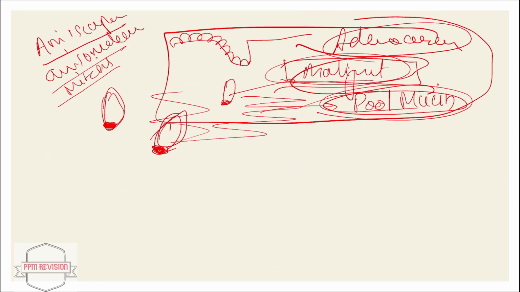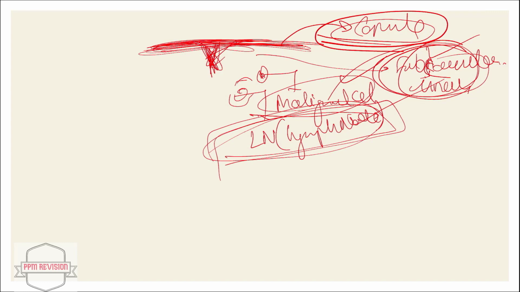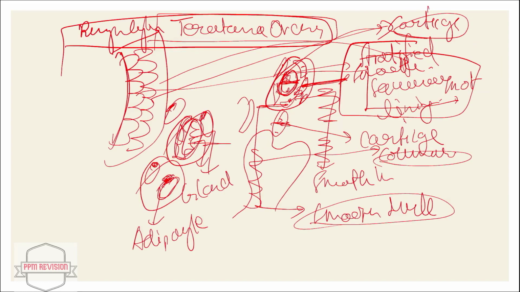Done. Now going ahead, we have the adenocarcinoma. Okay, adenocarcinoma colon. So there's malignant cells as well as pools of mucin. This is nothing but the lymph node. Yes. Here we have the capsule. There is subcapsular sinus lining, and there's malignant cells as well as presence of the lymph node.